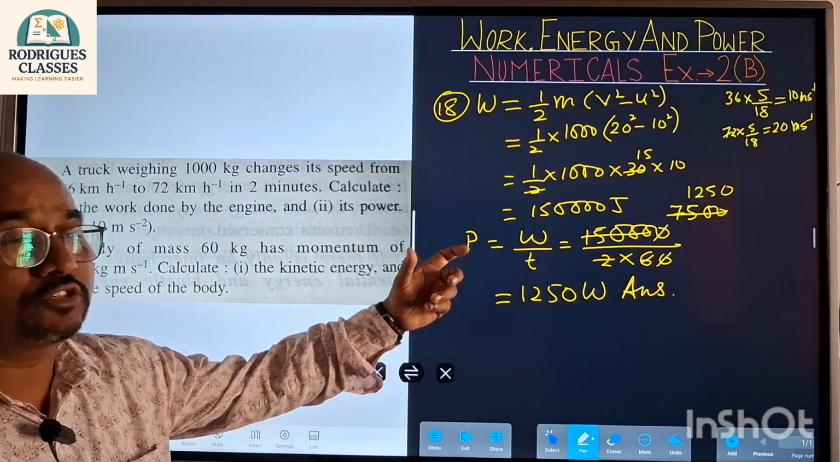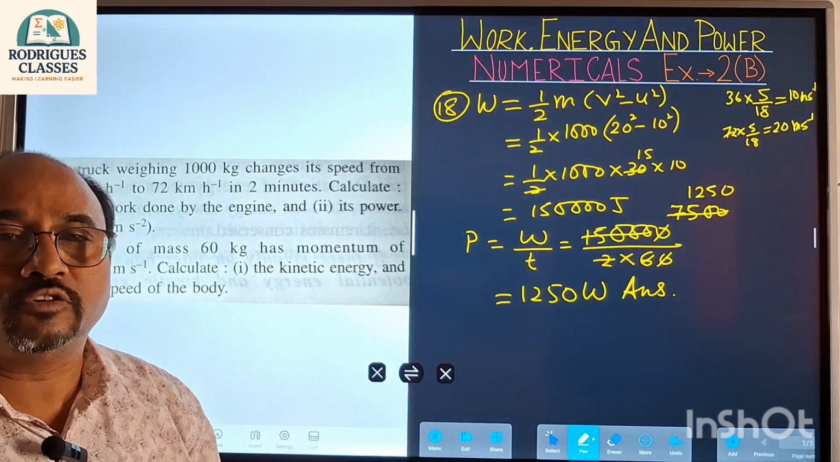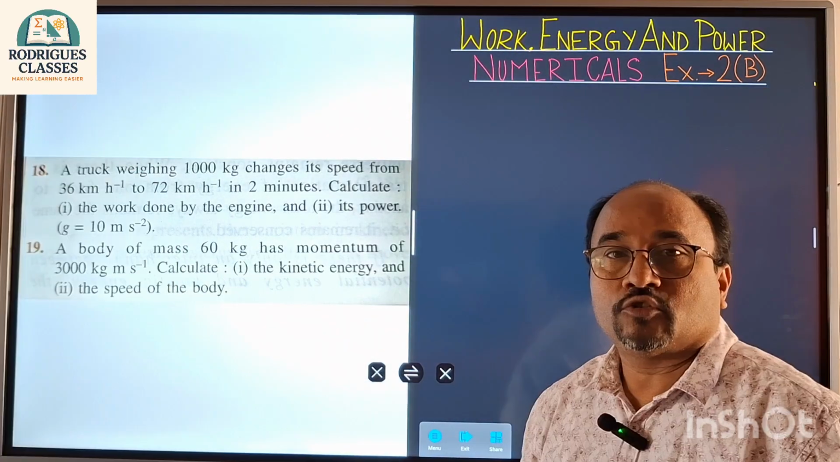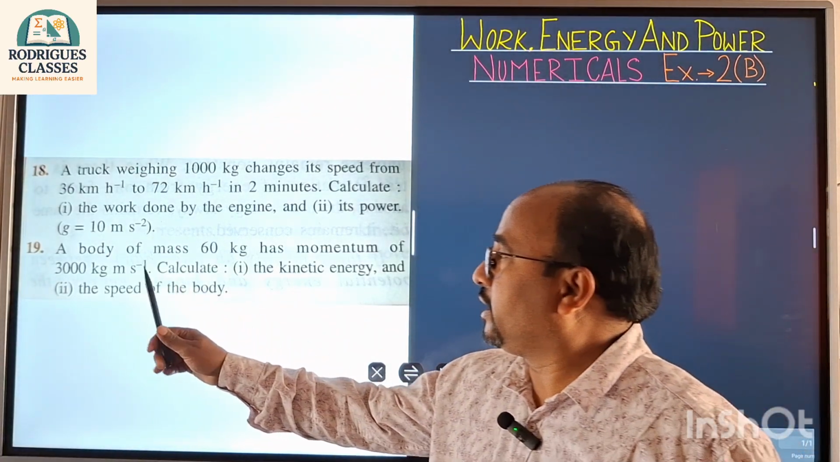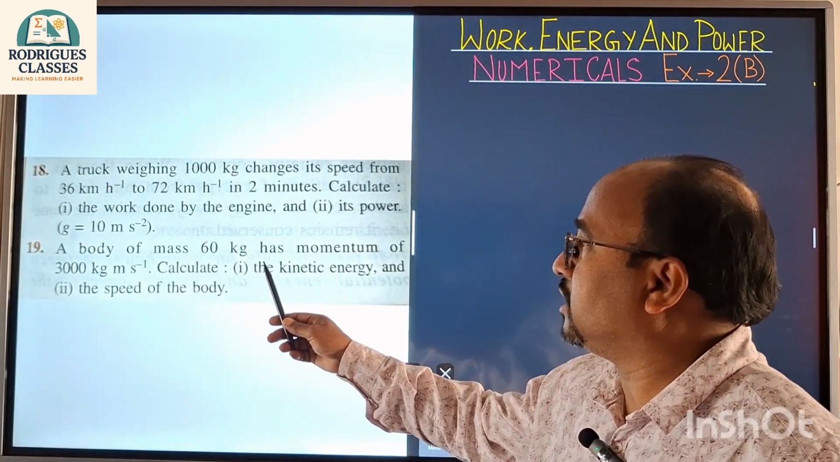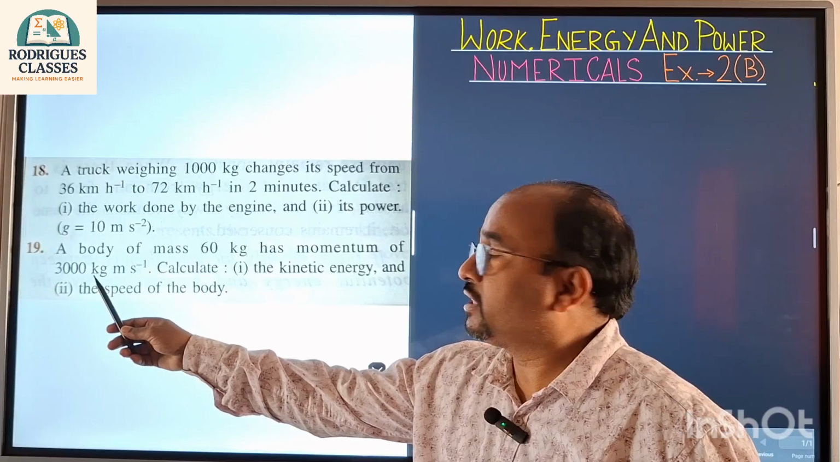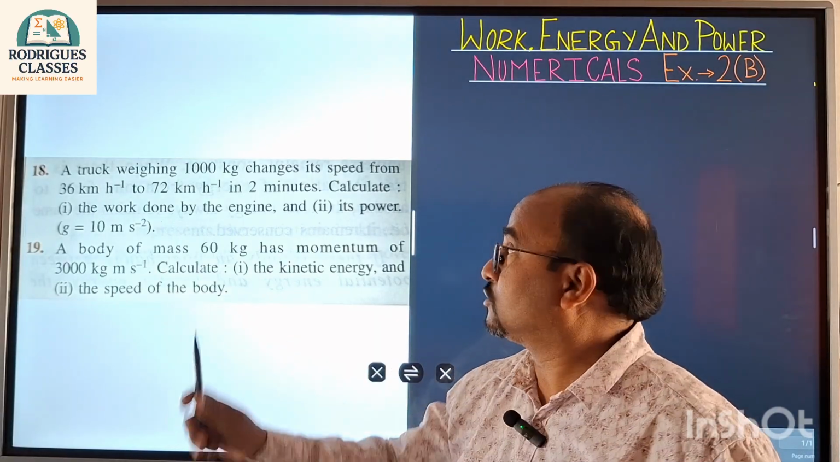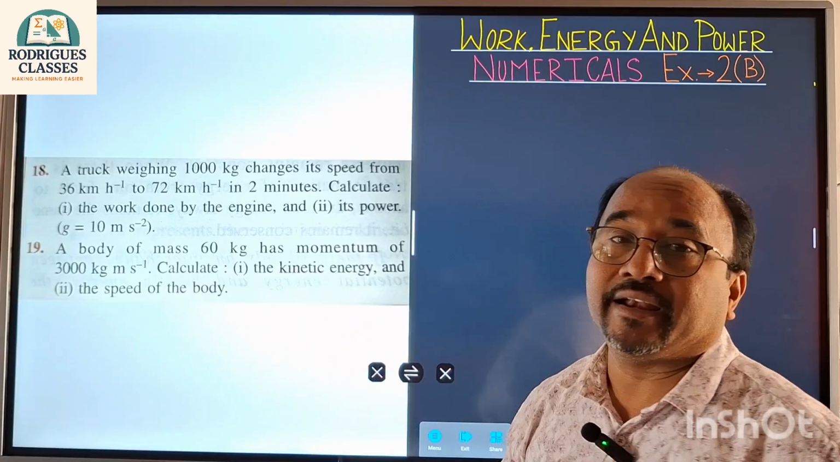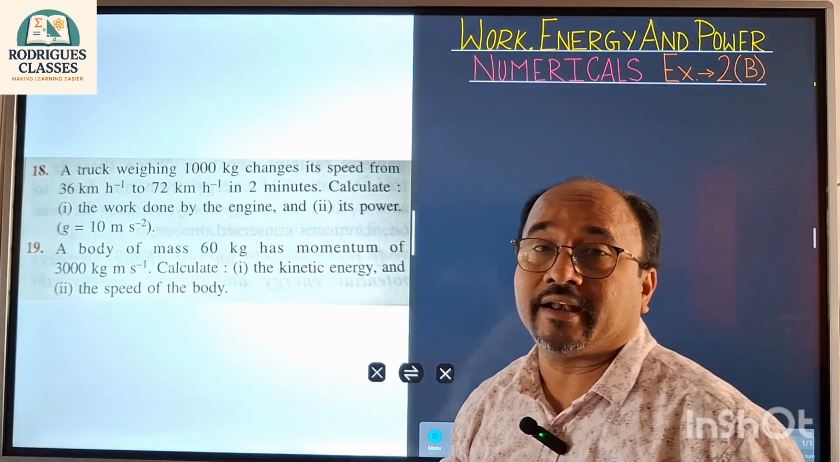I hope you have understood how to apply this work energy theorem. Second part was easy. We have done it in the previous part also. So now let us come to question number 19, which goes like this. A body of mass 60 kg has a momentum of 3000 kg meter per second. So you are given with mass and momentum. Calculate the kinetic energy. You are asked to find the kinetic energy.